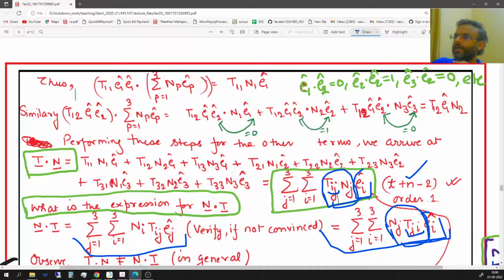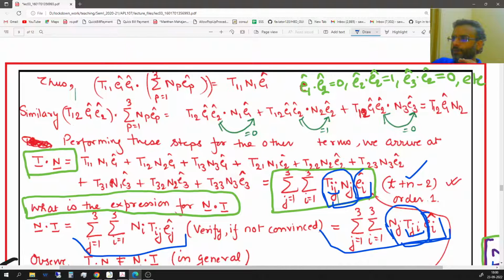in between, because that only involves having a dot product between identical tensors. The other two, you see, the dot product will result into a situation wherein we have E2 dotting with E1 gone, E2 dotting with E3 gone. So only the middle term will survive, and T12, E1, E2 we will get.